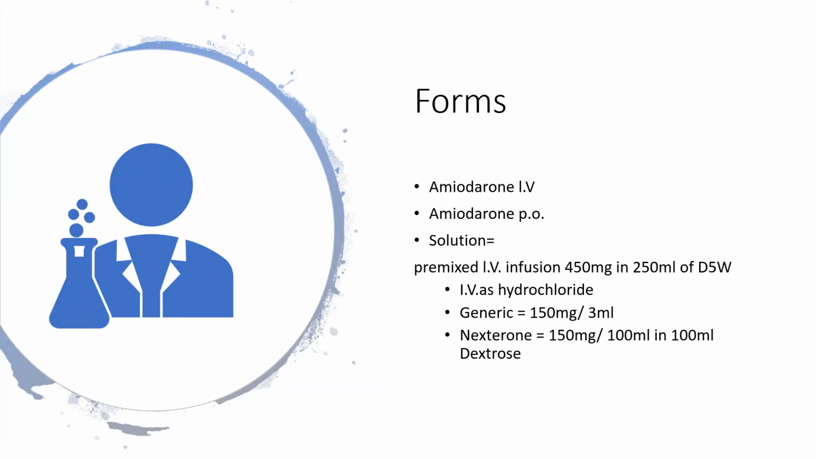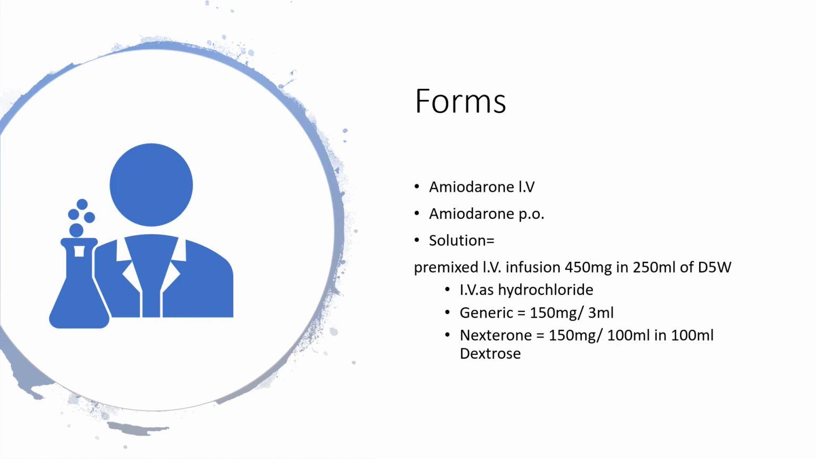Amiodarone could appear in different forms: amiodarone intravenously, that is amiodarone IV, amiodarone per oral, or amiodarone in form of solution. That could be a premixed solution for IV infusion of 450 milligram in 250 ml of D5. The solution could also be IV as hydrochloride, generic 150 milligram per 3 ml, or Nestirone at 150 milligram per 100 ml in 100 ml dextrose.